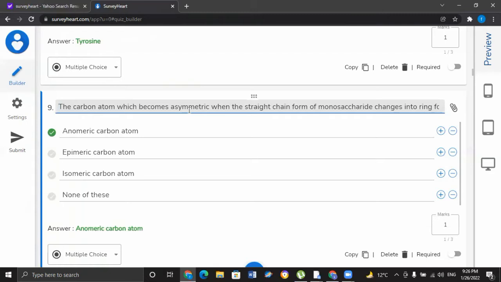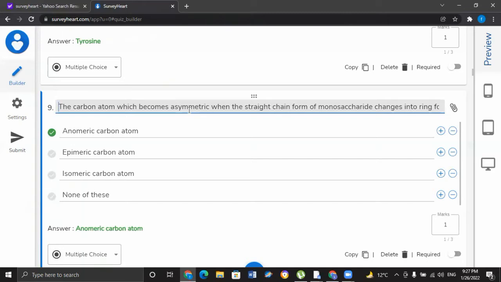Anomeric carbon atom is a carbon atom in the ring structure of D-glucopyranose. Alpha D-glucopyranose and beta D-glucopyranose are both anomers of each other because they differ only in the configuration or arrangement of H and OH group along one carbon atom, that is the anomeric carbon atom. So the correct option for MCQ number 9 is A, anomeric carbon atom.